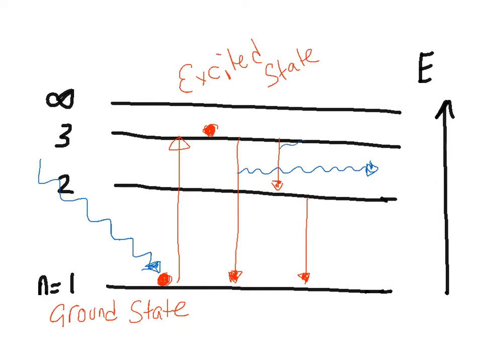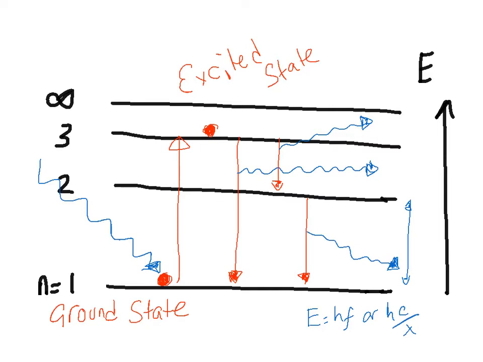Each time an electron drops down, a photon is released, and the frequency or the wavelength of that photon is equal to the energy that has been lost. So if we recall, E equals hf or hc over lambda.